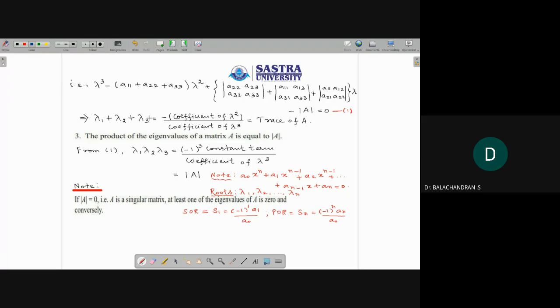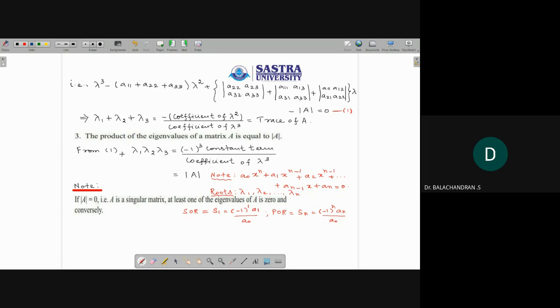Property 3, that is, the sum of the eigenvalues is equal to the trace of A. Property 3 is the product of the eigenvalues is equal to the determinant of A. Suppose this is a polynomial of degree n. It has n roots, lambda 1, lambda 2, up to lambda n. I already told you the sum of the roots S1 equals minus 1 whole power 1, A1 divided by A0. Similarly, the product of roots Sn is equal to minus 1 whole power n into An, where An is the constant term, divided by the coefficient of x power n, that is A0.